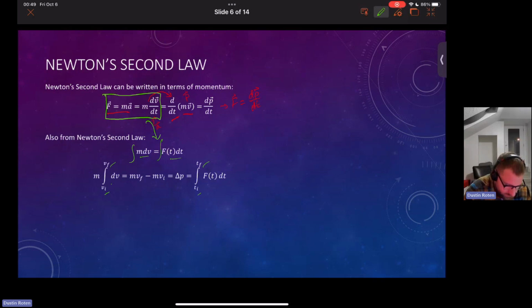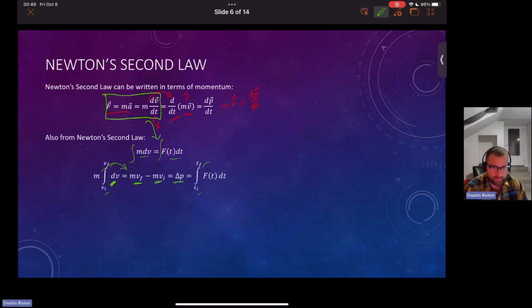Well, here, this is easy because that's just an imaginary 1 in there. So the integral of dv is just going to be final velocity minus initial velocity. We can multiply the m back through. Okay. Well, this is just the final momentum minus the initial momentum, and we know how to represent a final minus initial. That's just delta p.